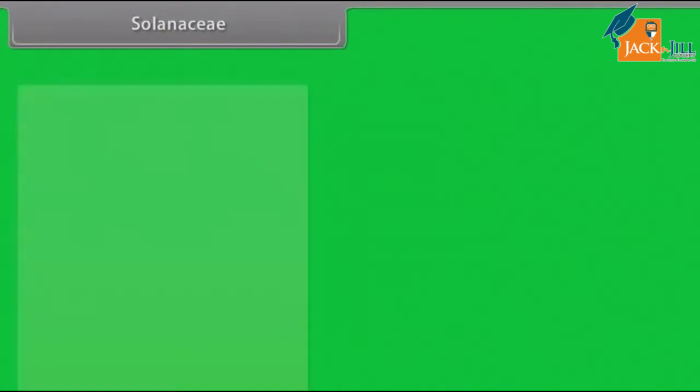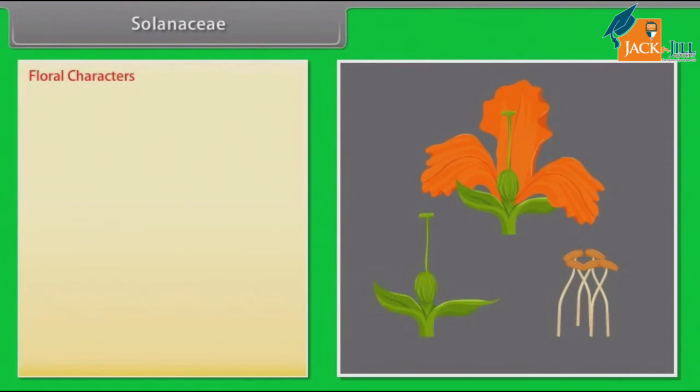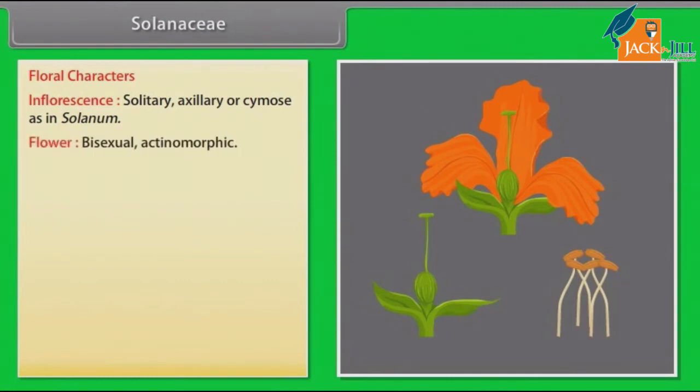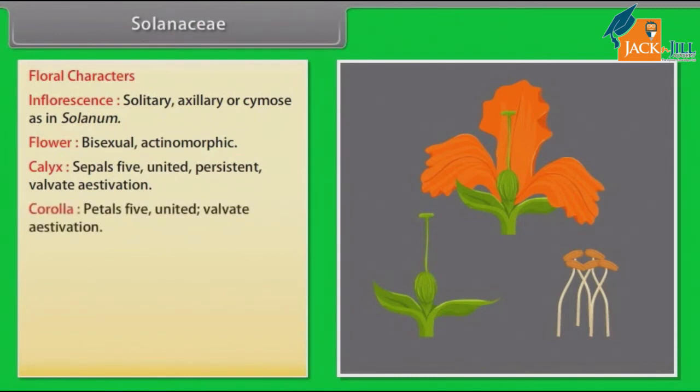Floral characters. Inflorescence solitary, axillary or cymose as in Solanum. Flower bisexual, actinomorphic. Calyx sepals 5, united, persistent, valvate aestivation. Corolla petals 5, united, valvate aestivation.